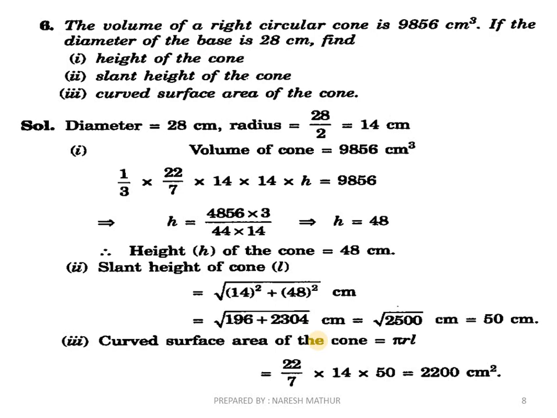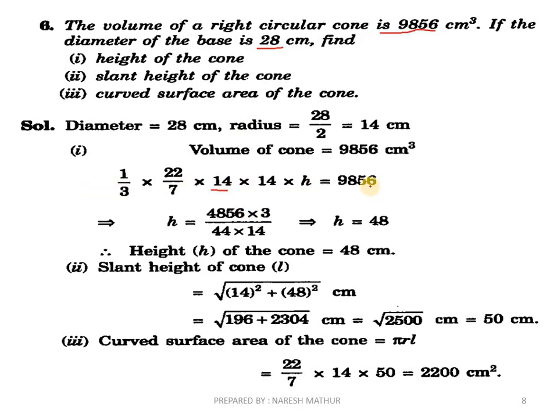In the next one, we are given the volume of a right circular cone is 9856 centimeter cube. If the diameter of the base is 28 centimeter, first we need to find its height. Now see here, we have the volume of a cone, 1/3 pi r square h, and we have the radius also. We have radius 28 by 2, which is 14.